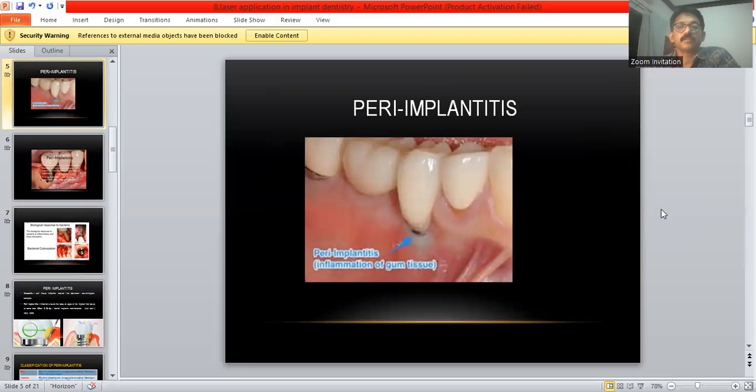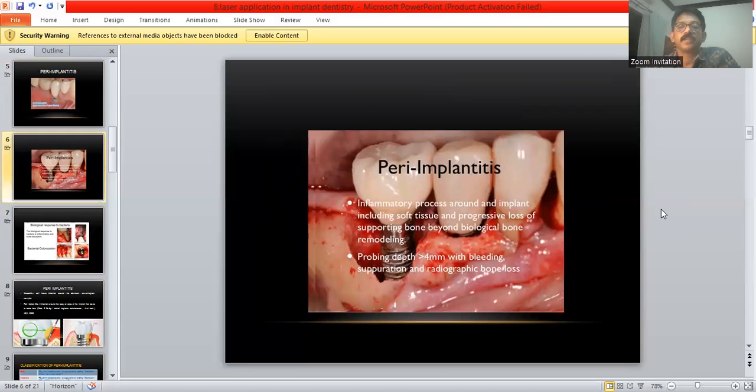Now we'll come to what it means by peri-implantitis. It is an inflammation of gum tissue. As you all know about periodontitis, peri-implantitis is caused by the same pathogens, and it's an inflammatory response around the implant, including soft tissue and progressive loss of supporting bone beyond the biological bone remodeling. So normally we are expecting a biological remodeling. If it surpasses that biological remodeling process and it is driven by the inflammatory response, it is called peri-implantitis.